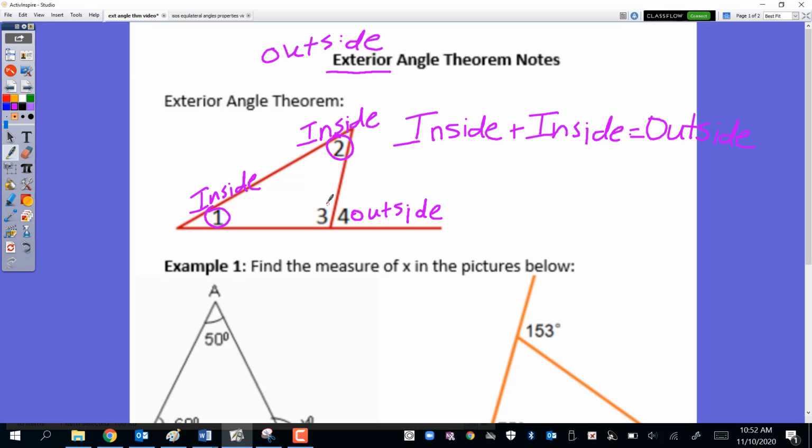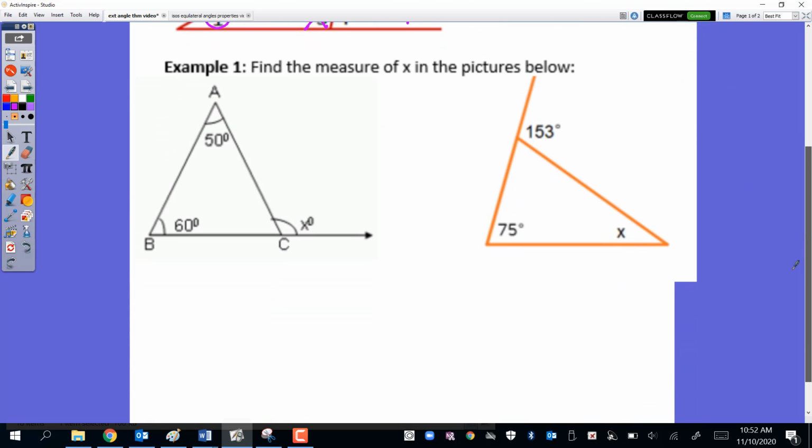Okay, and we're noticing there is another angle in this triangle, angle 3. Don't look at that. That's not going to help you get angle 4. Just the ones that are far away from angle 4, that are not touching the angle on the outside. You add them together and it adds up to the angle on the outside. So let's look at some examples.